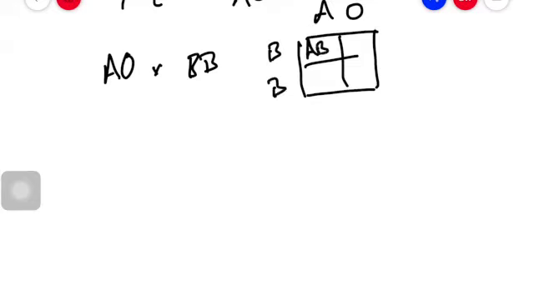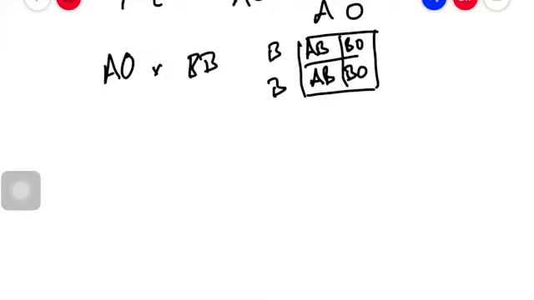So I've got an AB here, I've got a BO here, an AB here, and a BO here. So in this case, there's 50% chance that they're going to be type AB blood and 50% chance that they're going to be type B blood, because O is recessive. All right, let's give another problem.